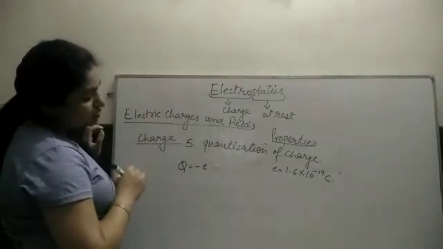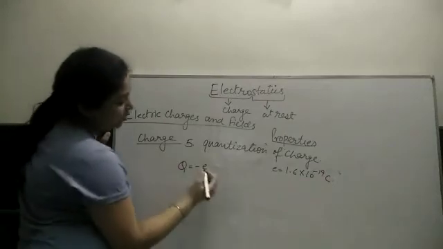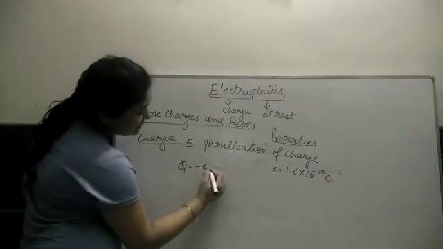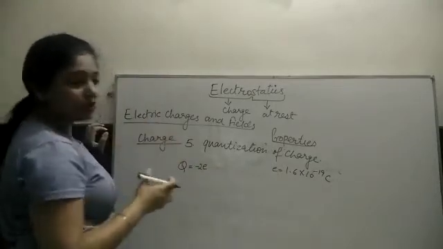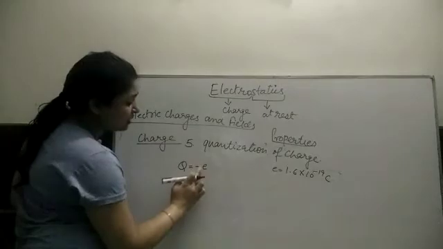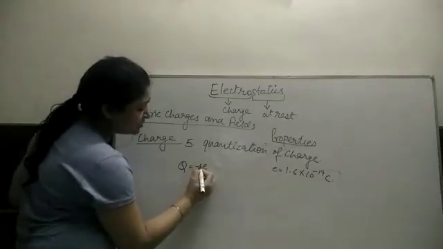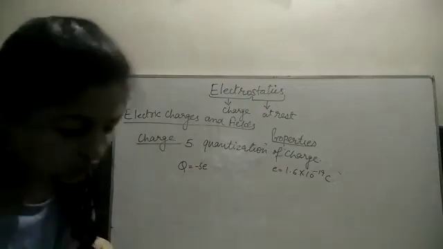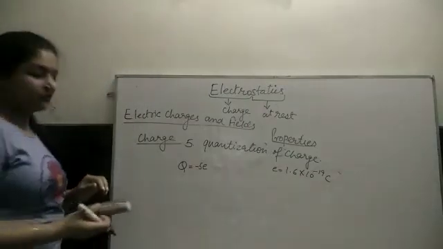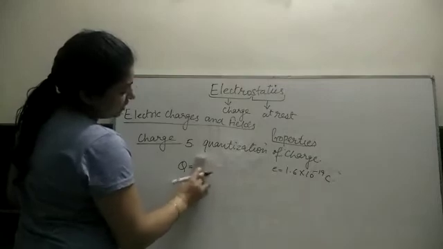If a body is going to have 2 electrons, then how much charge it is going to get? That is 2 electronic charge. Similarly, 5 electrons a body is going to gain, it will acquire the charge of the 5 electrons only, and so on. Similarly, the body which is going to lose the electrons, 1 electron if it has lost, then what charge it would acquire?